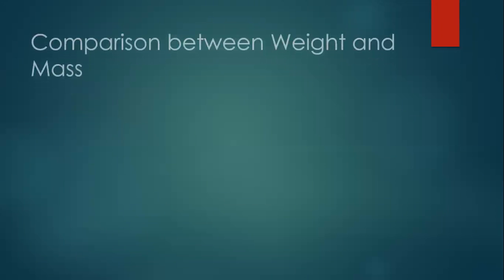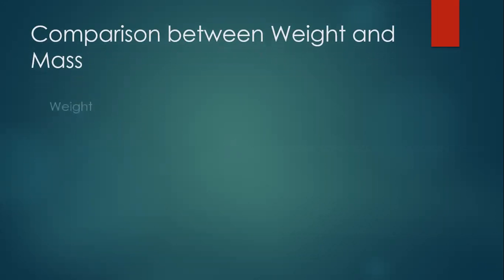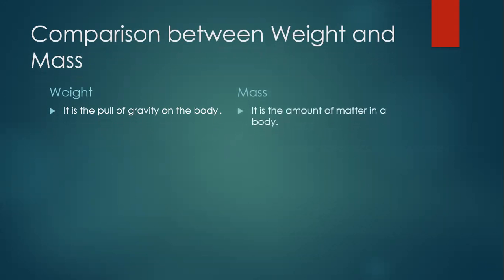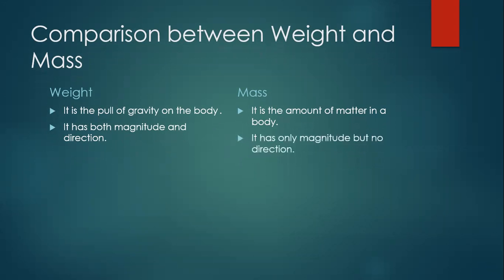Sometimes students are confused about weight and mass. Sometimes they treat both as the same quantity, but they are not the same. Now we will discuss the comparison between weight and mass. What is weight? It is the pull of gravity on an object. What is mass? It is the amount of matter in a body. Weight has magnitude and direction. As I told you earlier, it is a vector quantity. Mass has only magnitude but no direction.